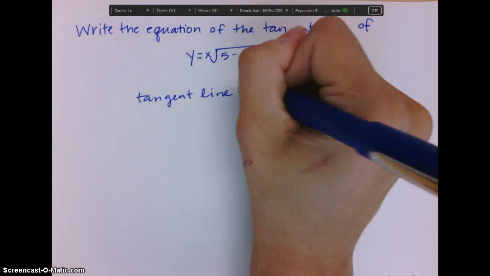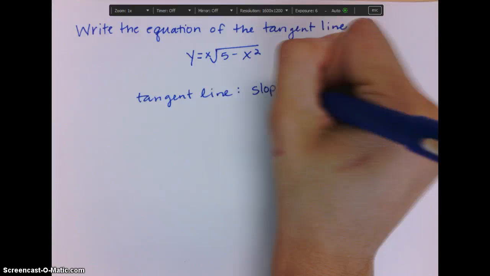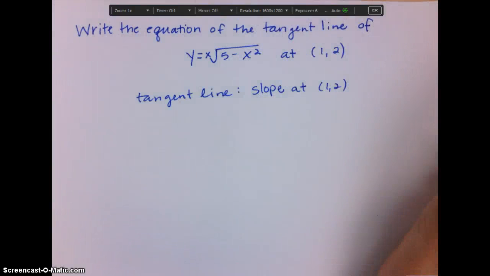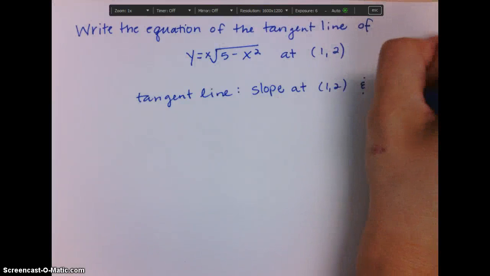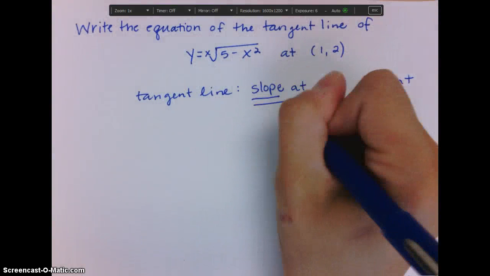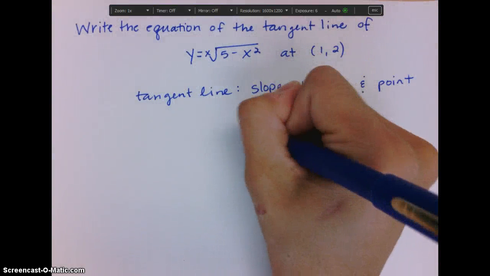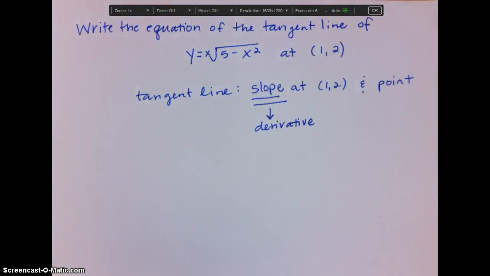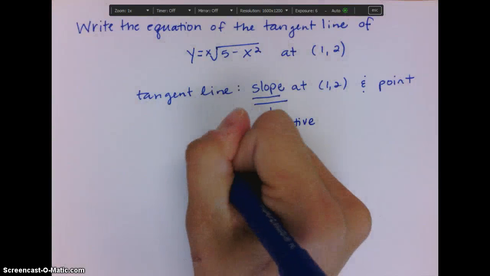we need two things. We need the slope at the point 1, 2, and we need the point, which is 1, 2. So let's remind ourselves how it is that we get the slope. Well, the slope is the derivative. So we would want to find y prime, and luckily we did that.